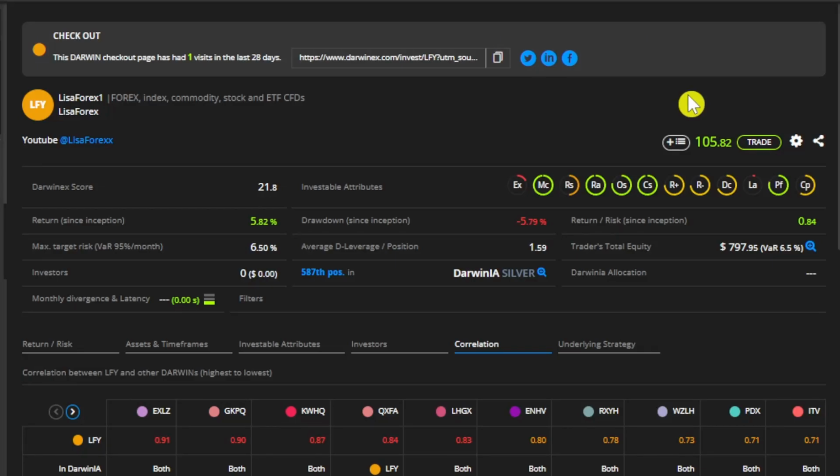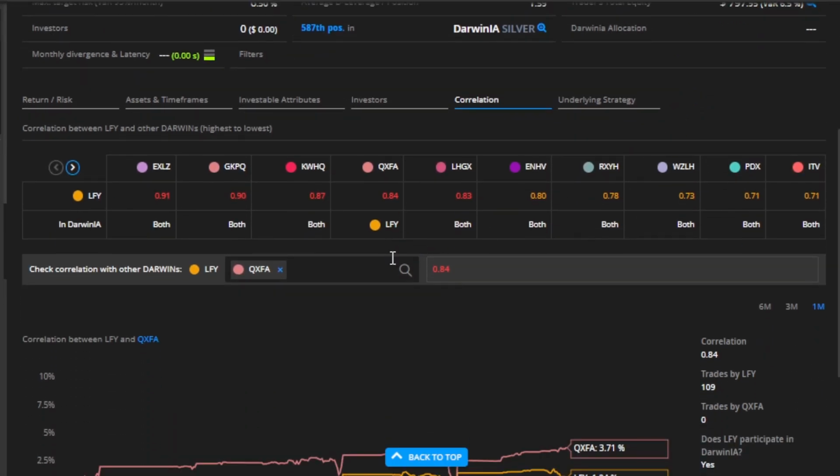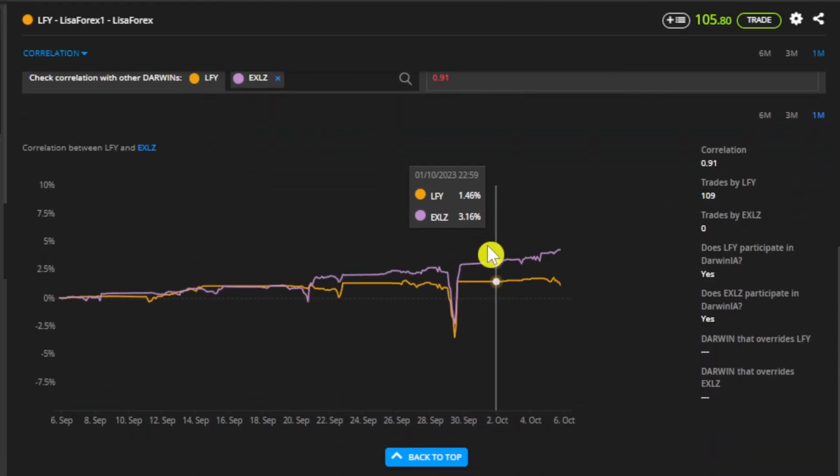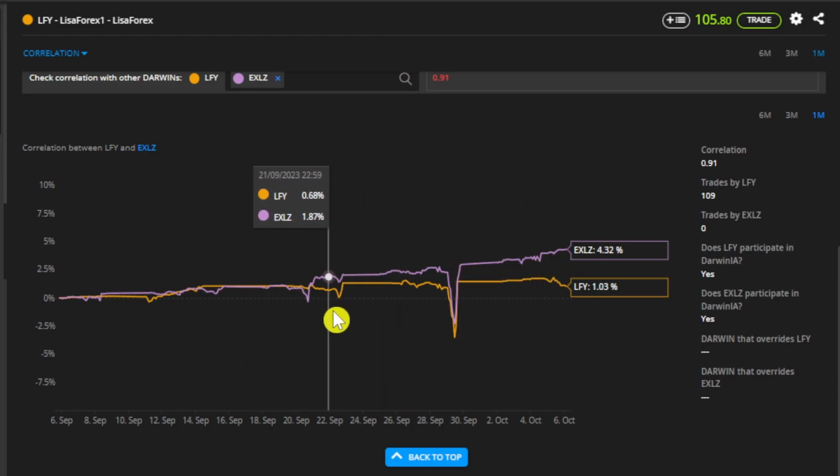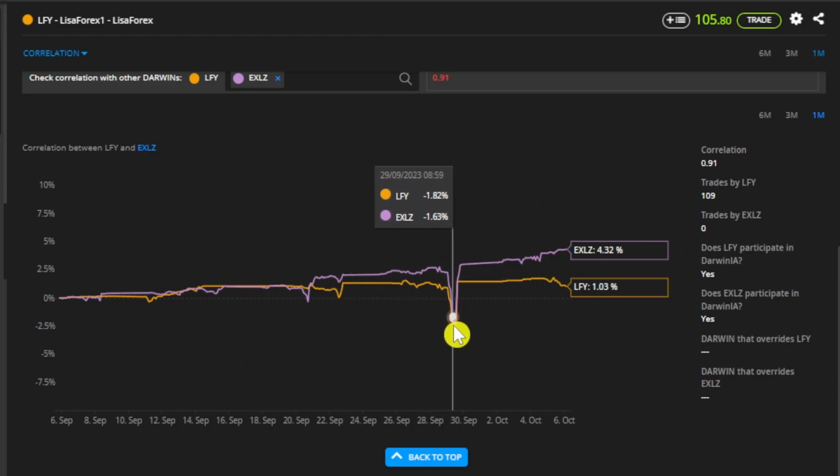But if we go back to Darwinex Classic, I can see here that there are actually 3 other people with a very high correlation with me as well. So let's check out this person, EXLZ. And if I scroll down, I can see the equity chart of EXLZ is very similar to mine. They've got the same dips here and here. I'm guessing they're actually using the same robot as me.